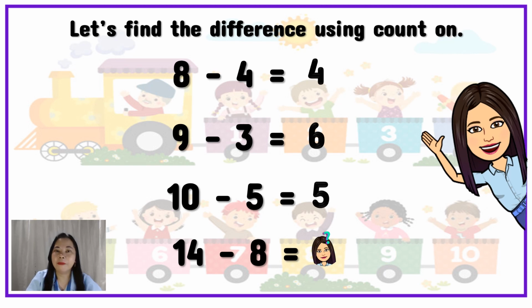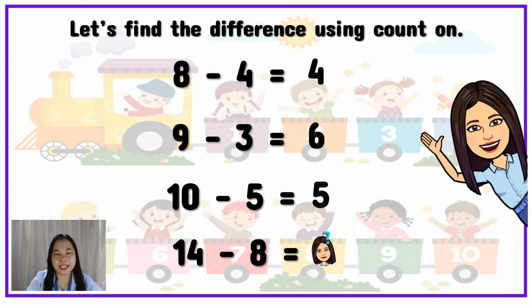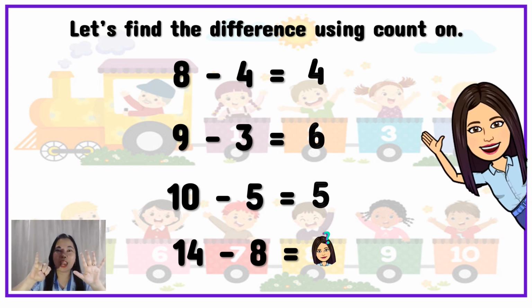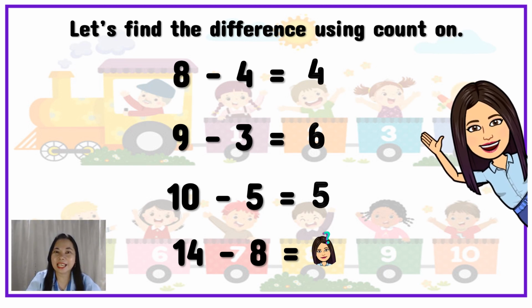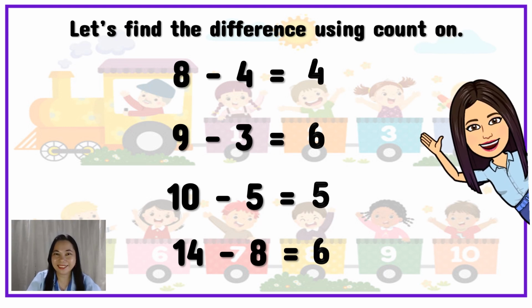14 minus 8. Which is the smaller number? Of course, it's 8. So 8 is the subtrahend. Again, we're going to count on up to the minuend, which is 14. So let's have 8, 9, 10, 11, 12, 13, 14. How many? Very good. It's 6. Therefore, 14 minus 8 is equal to 6. Okay, am I clear with this?